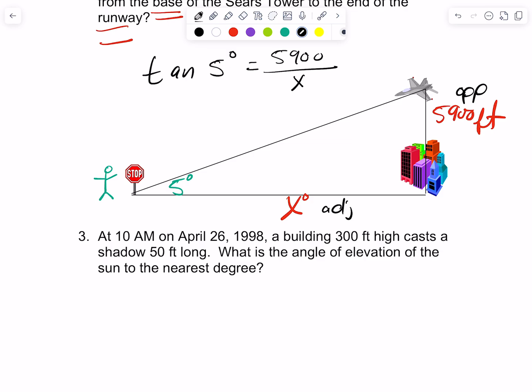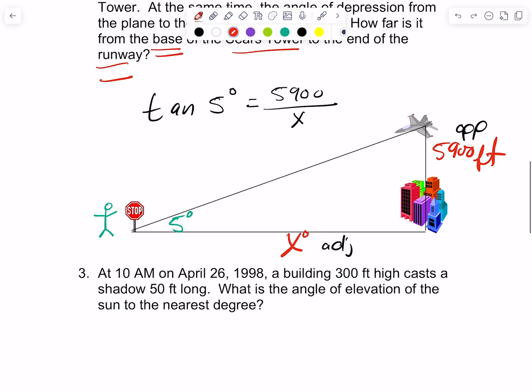I'm going to stop right here, absorb it. How is the setup of this one different when I look at the variable? It's on the bottom. You know where I'm going. If the variable's on the bottom, what do you do? You don't multiply. Divide. Yes.